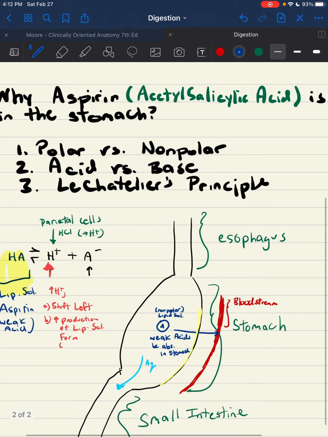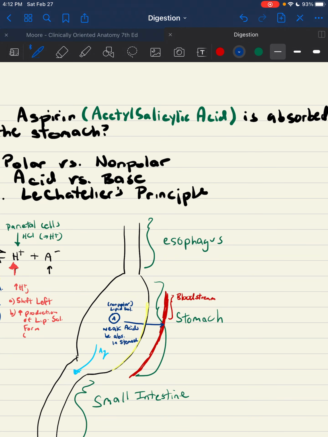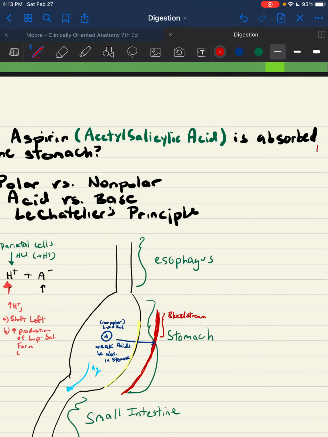Anytime you hear me use the word absorption, 99.9% of the time, that means moving material into the bloodstream. That's absorption. If you want to take material from the bloodstream into, let's say, a kidney tubule, we say that's called filtration.